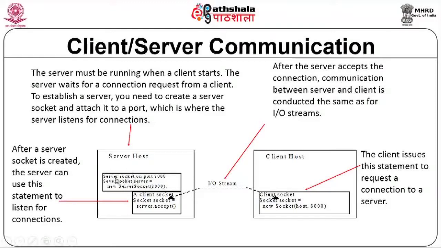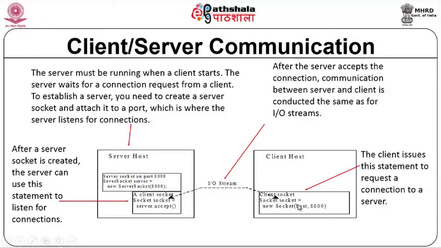So, this part of the code is what is happening. You create a server socket and you make the server socket listen on port number 8000. Once the server is waiting for the connection, the client initiates a socket creation. The client issues creation of the socket object by making a connection to the server host and the port number where the application is running in the server. So, it makes a connection request to the server.